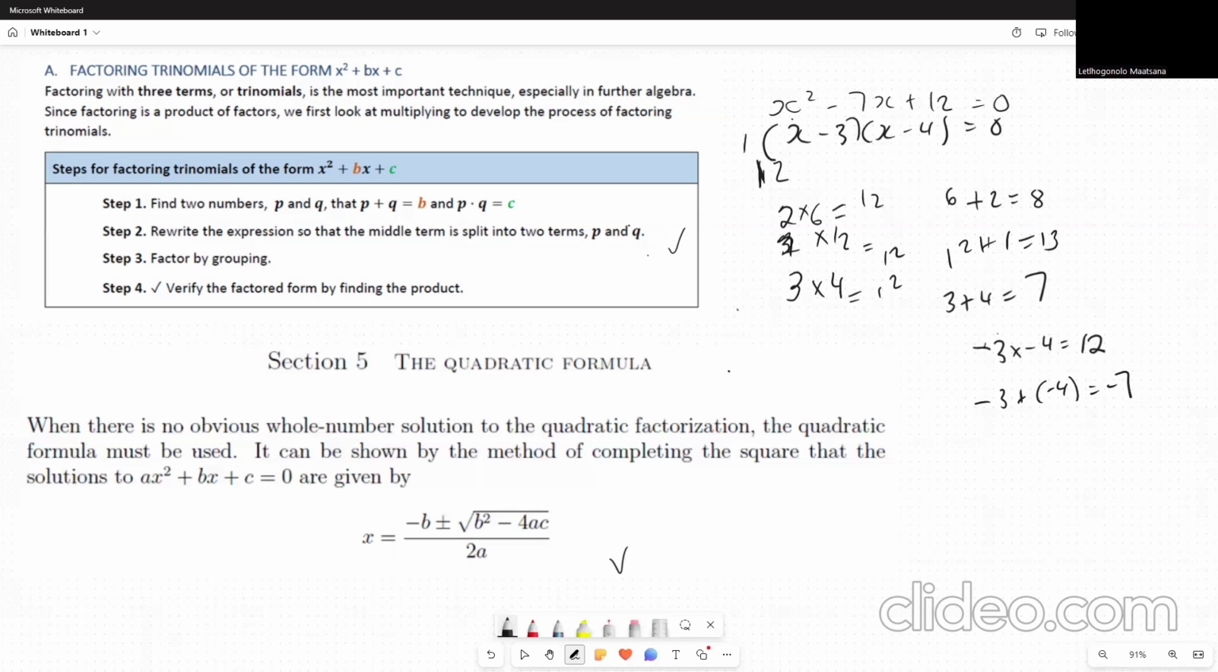The next way we can do it is to put them into this formula that I'm showing you right now. Our a, because we clearly have it at the top, would be 1. Our b would be negative 7. Our c would be a positive 12, and you can plug them in here, and you should get something like this.